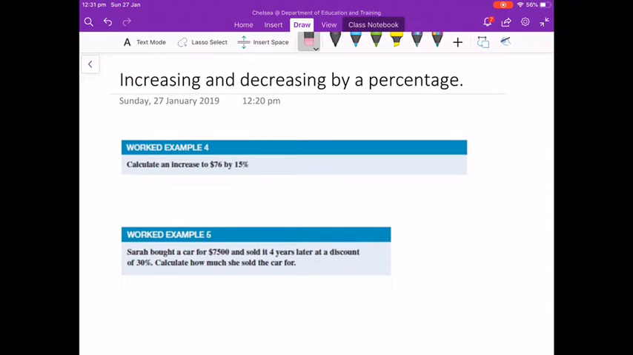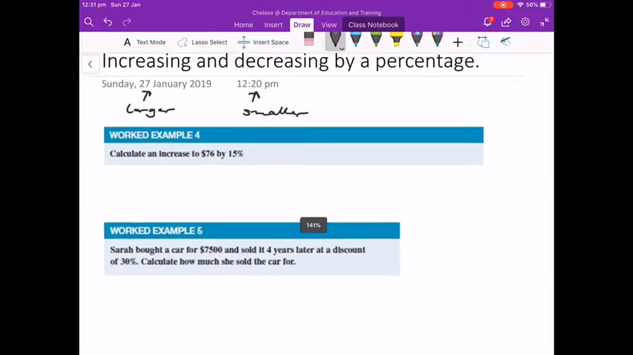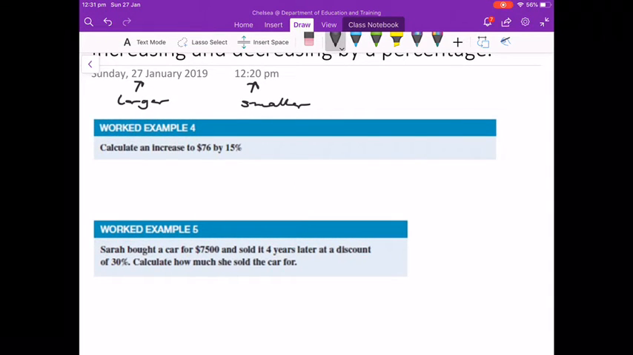Today we're looking at increasing and decreasing by a percentage using set 1.2 from the textbook. Increasing means make something larger and decreasing means make something smaller. We're going to start with a worked example around an increase.